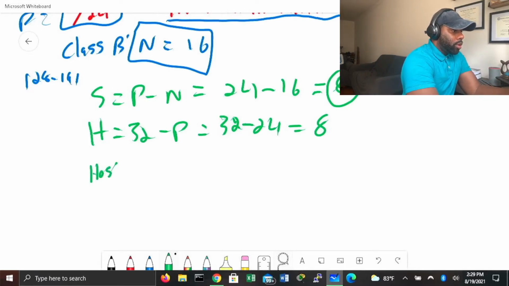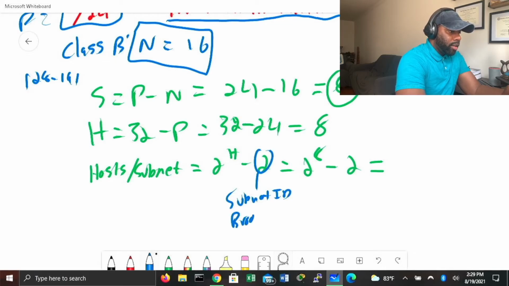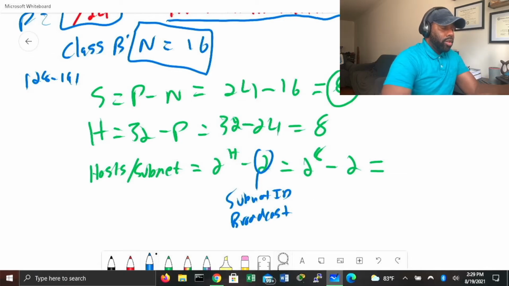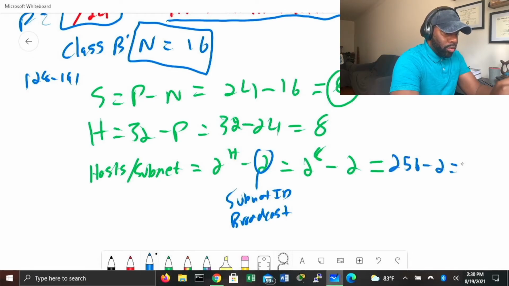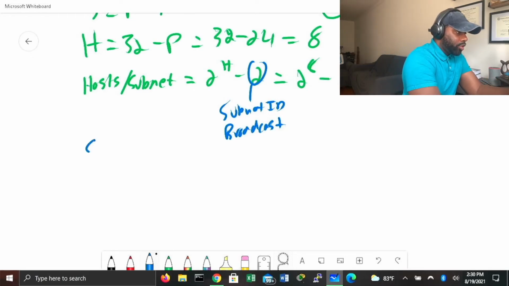Now we're going to use our formulas to figure out how many hosts per subnet, and how many subnets are possible, right? Hosts per subnet is equal to 2 to the h minus 2, which is 2 to the 8 minus 2. We take out those 2 because they're the subnet ID and the broadcast, right? So 2 to the 8 is 256, minus 2, 254. And now we have 2 to the S, pretty straightforward. 2 to the S is 2 to the 8, which is 256 subnets.